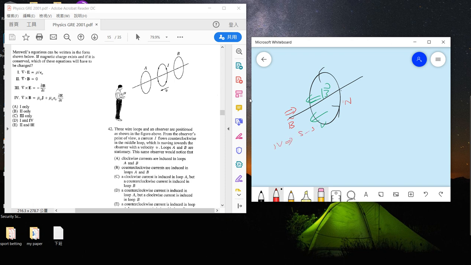So there's n, and for this one, since the B field is trying to leave, then it will generate a B field. So for this B, it will have the same direction, and for this B, you will have the different direction. If you come from here, then you can see the first one. The first one is clockwise, and the A is clockwise, and the B is counterclockwise. So the answer is C.